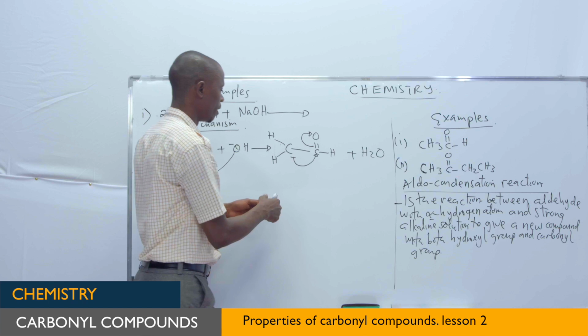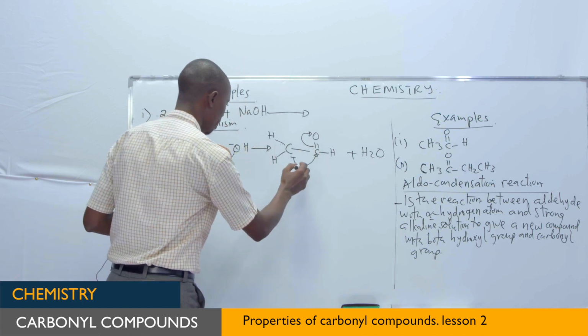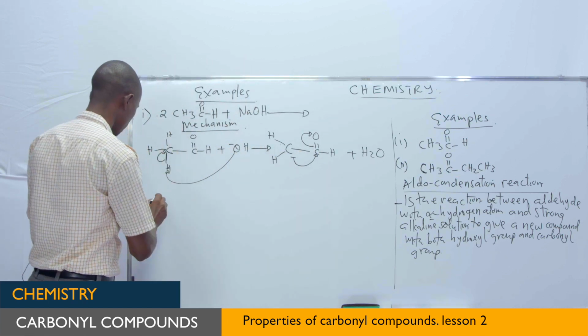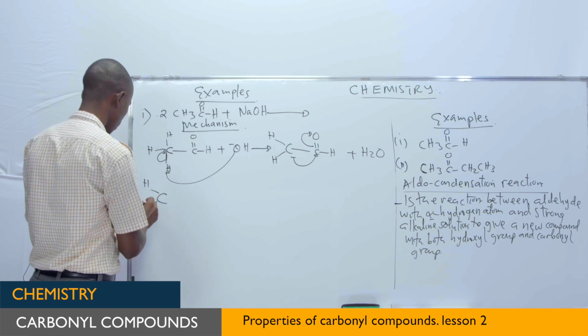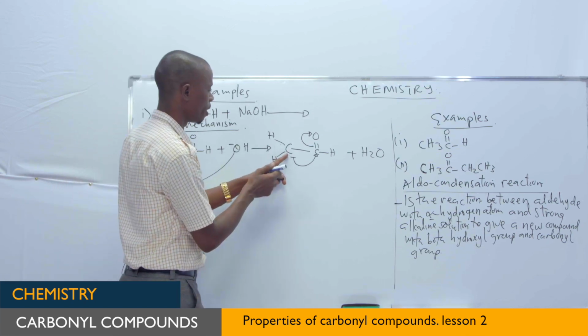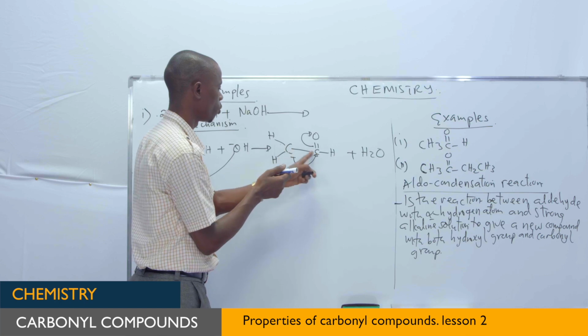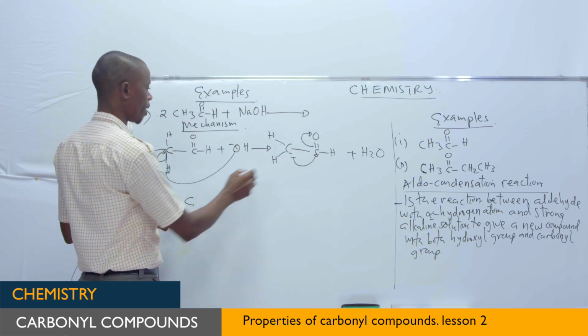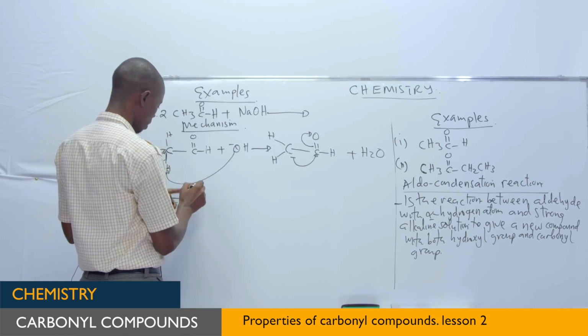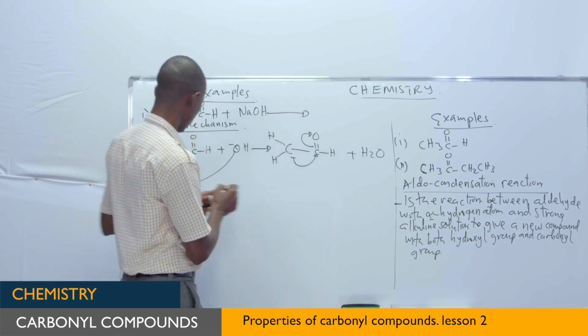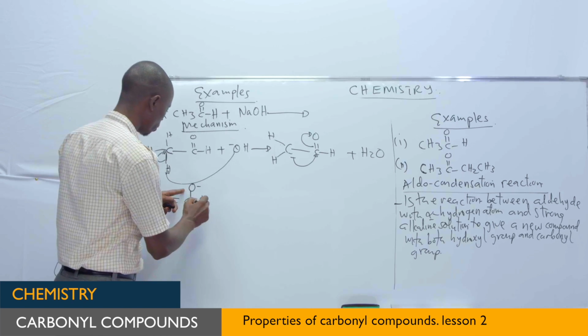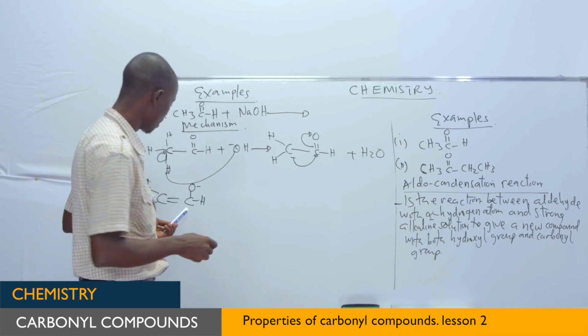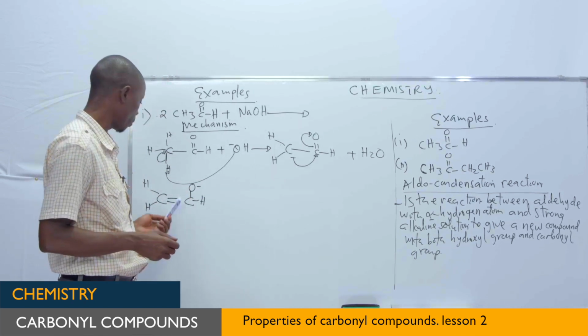So when this happens, this compound here will be as follows. Here it will remain positive, negative, a double bond will be established between this carbon and this carbon. And that one, the electron comes here to become negatively charged with hydrogen. So this is an ion. It is called an enolate ion.